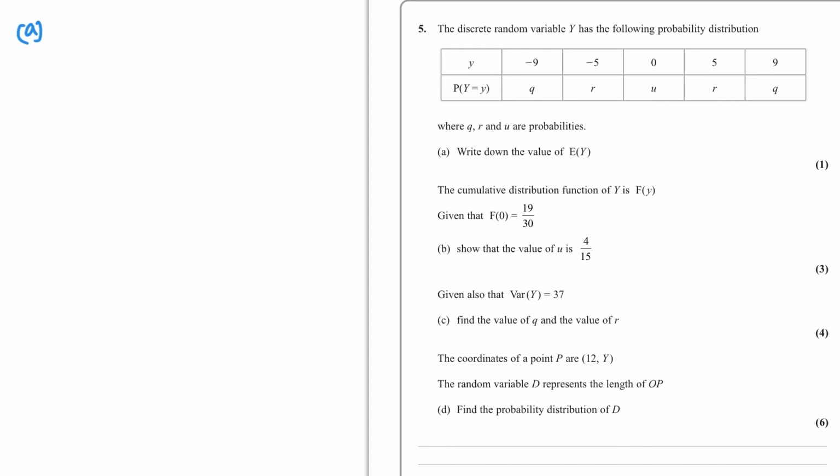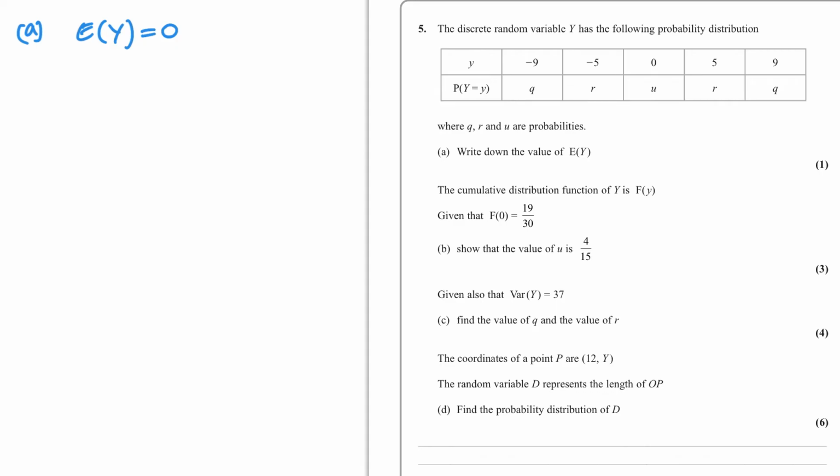So write down the value of E of y. Now, initially it looks like you can't do it, but these are symmetrical. Look, -9, -5, 0, 5, 9. So that if it's symmetrical, E of y is going to be in the center. So E of y is 0.